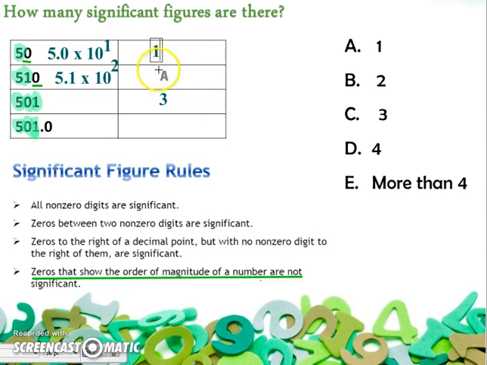Okay, so significant figures in 50 is only 1, and in 510, there are 2 of them. There are 3 in 501, and in 501.1, that's an example where we have zeros to the right of a decimal point, but there's nothing after it. So that is also significant. That's an example of a number with 4 significant digits.